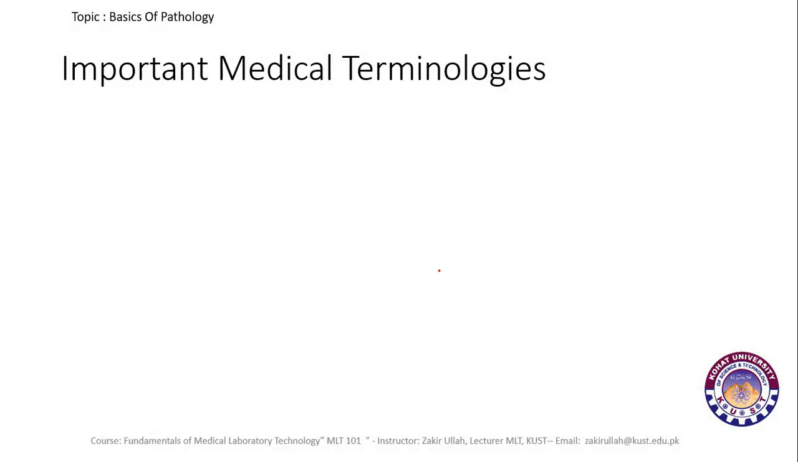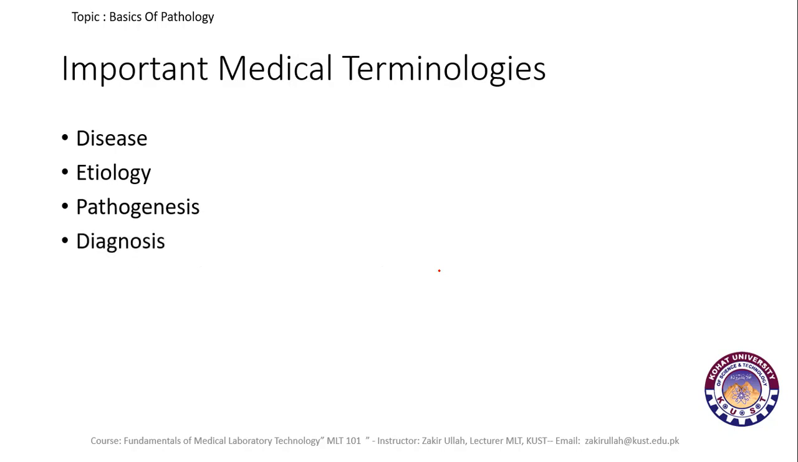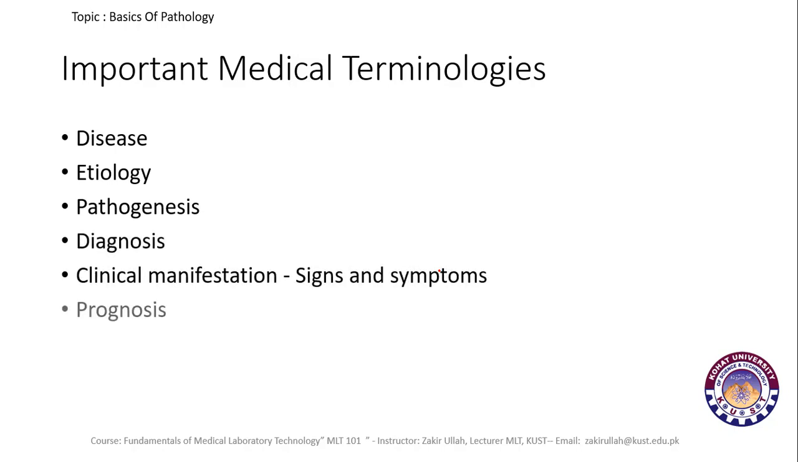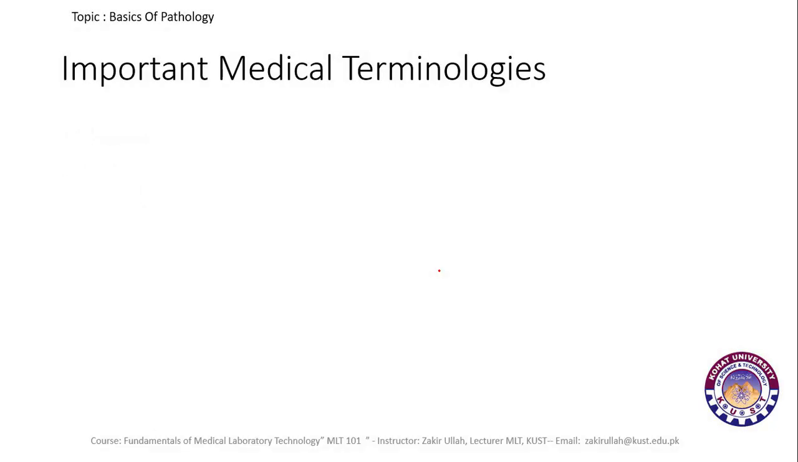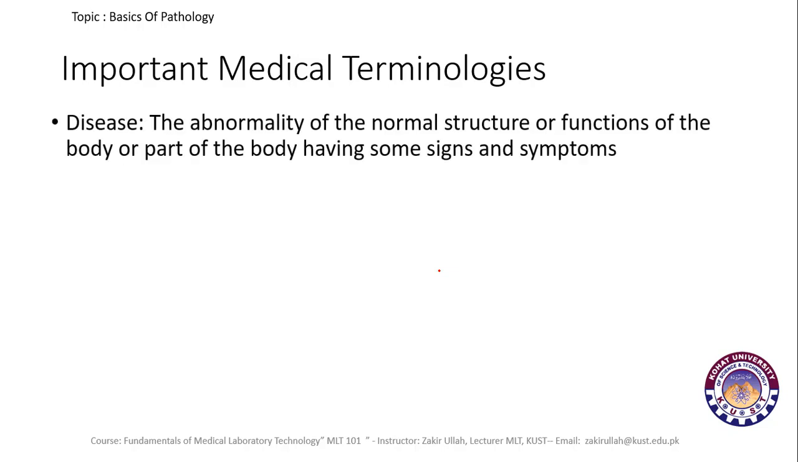Then the different medical terminologies which are important in pathology and the related fields. In pathology, first we discuss what the disease is, and then the etiology, the pathogenesis, the diagnosis, the clinical manifestations, the prognosis, and epidemiology. All of these are the important terminologies which we will discuss in this lecture. And coming to the first terminology, that is the disease.